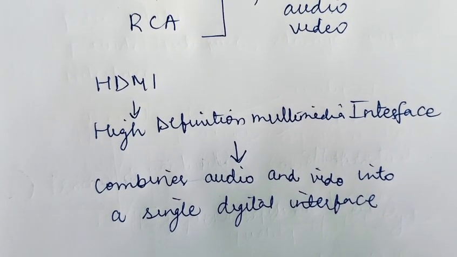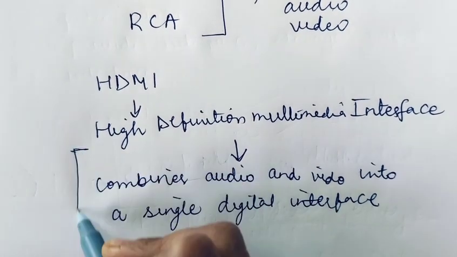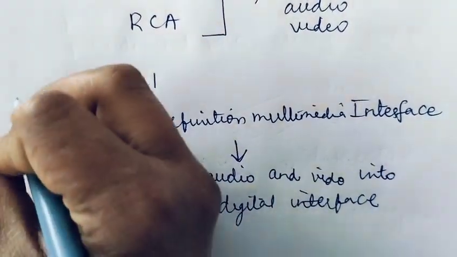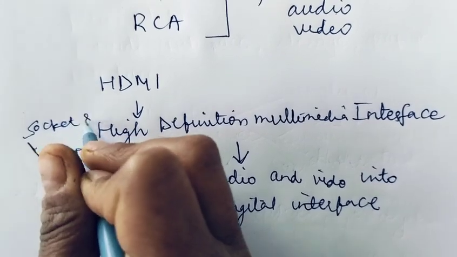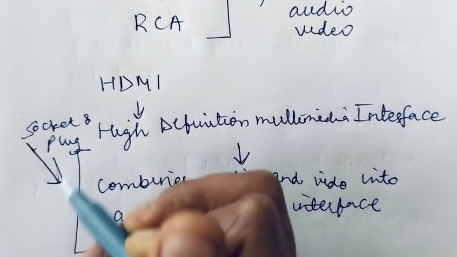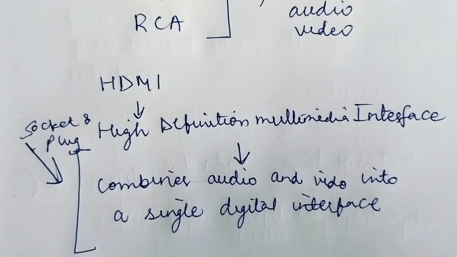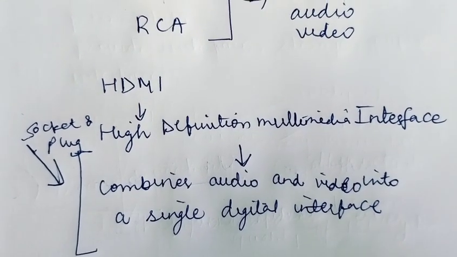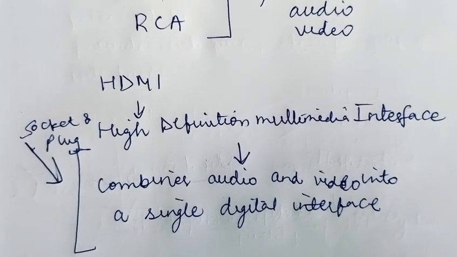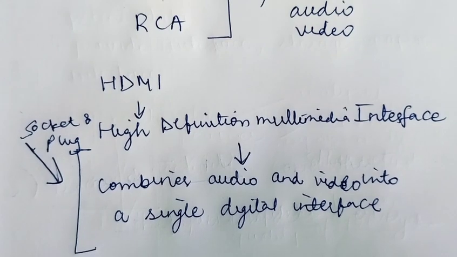So basically it is a socket and plug interface. What kind of an interface is it? It is a socket and plug interface that transmits both audio and video digital signals. So you do not need separate interfaces to transmit audio signal and video signal. You can transmit both using the same interface, that is the HDMI, High Definition Multimedia Interface.